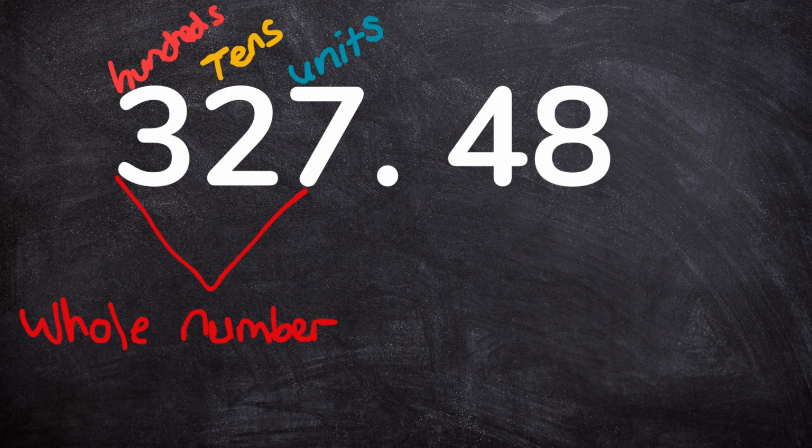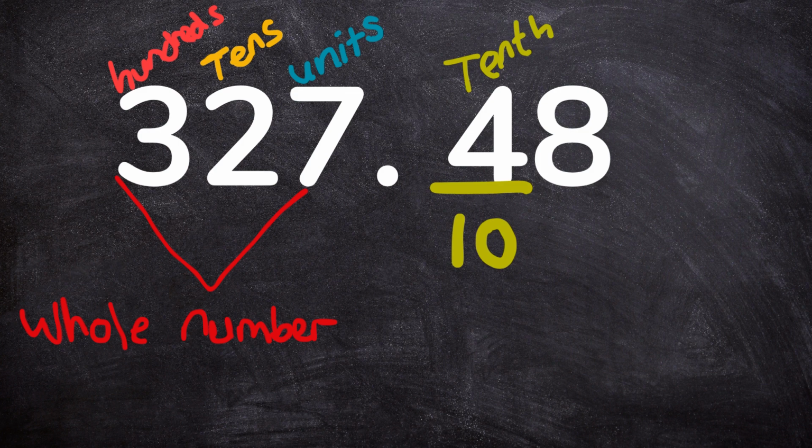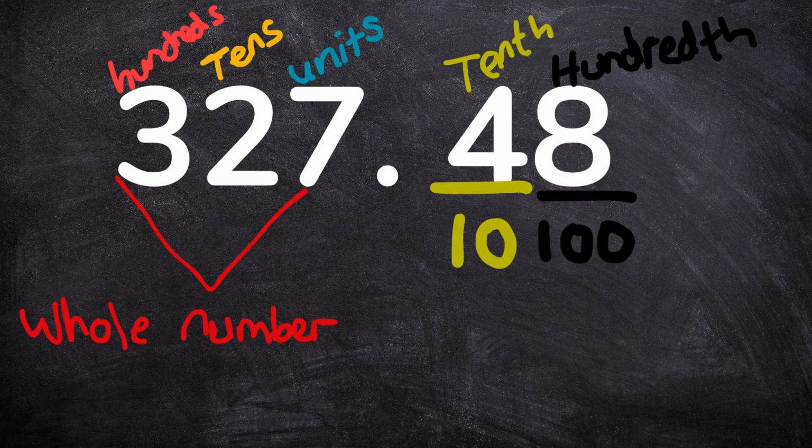Now, for the place values of the numbers after the decimal, the first number after the decimal is a tenth. A tenth means divided by 10. So the first number, we're going to divide it by 10. The second number is a hundredth, which means divided by 100, or all over 100. And the third number will be a thousandth, which means divided by 1,000.